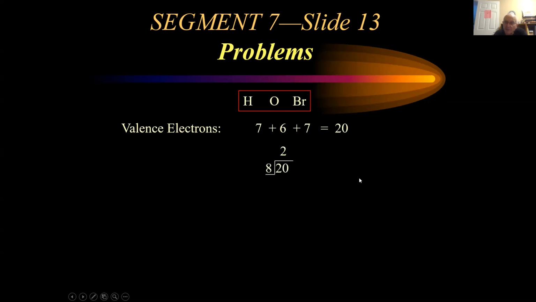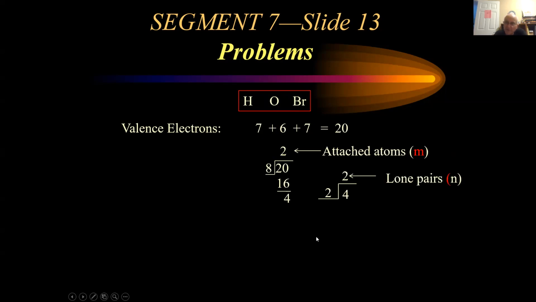Okay, I take the 20 and divide by 2. I get 16. The remainder is 4. So there's going to be 2 atoms attached to the central atom. There they are, 1, 2, attached to oxygen. Now, the remainder is 4, and if I divide the 4 into pairs, I get 2. So the VSEPR notation is AX2E2.